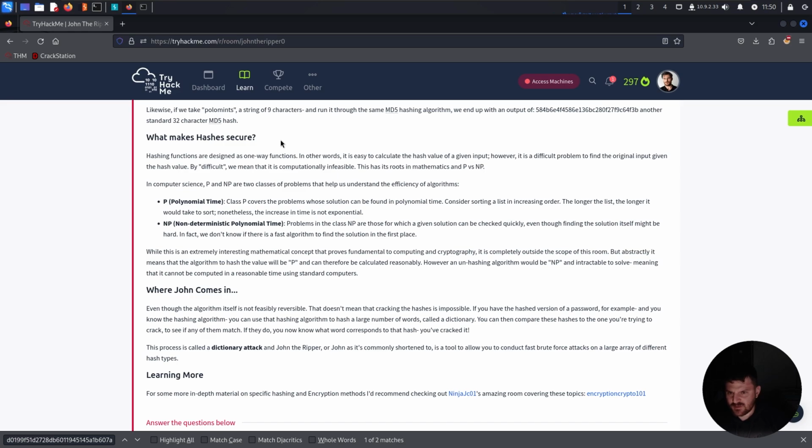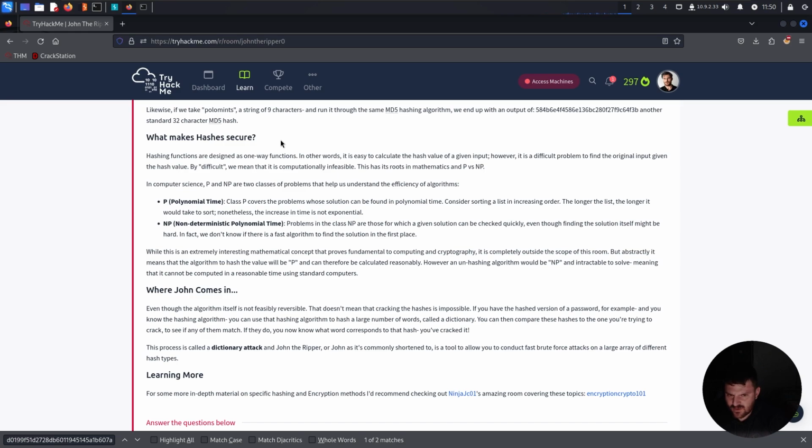In computer science, P and NP are two classes of problems that help us understand the efficiency of an algorithm. P is polynomial time. Class P covers the problems whose solution can be found in polynomial time. Consider sorting a list in increasing order. The longer the list, the longer it would take to sort. Nonetheless, the increase in time is not exponential.